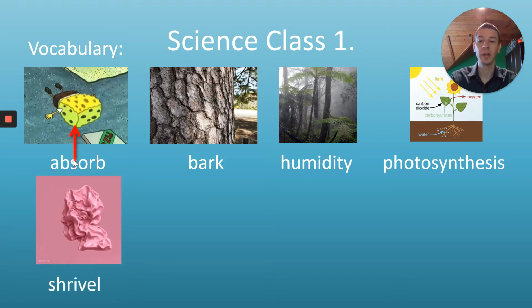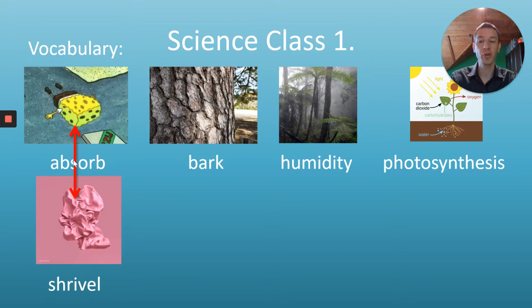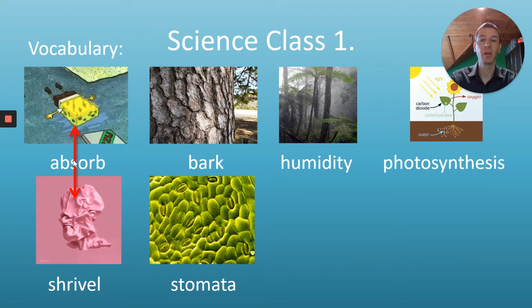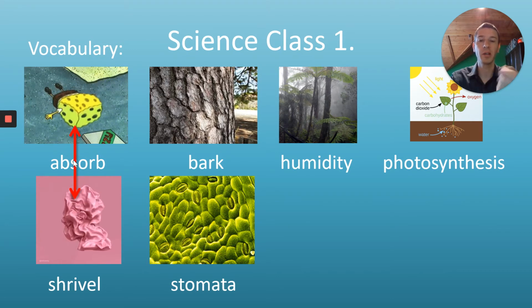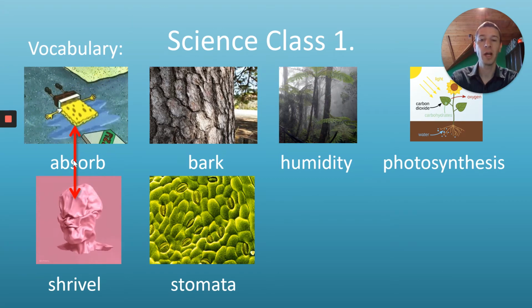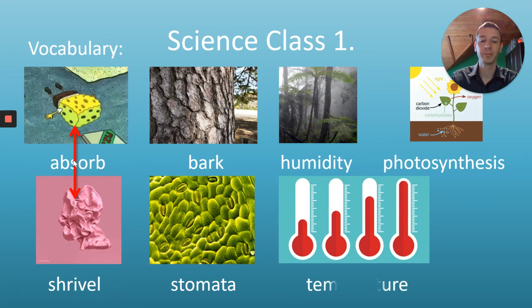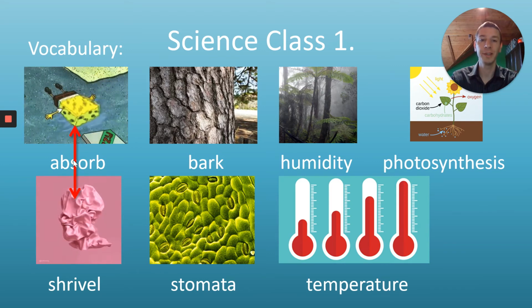Shrivel has the opposite meaning of absorb. It is an object that loses moisture and contracts. Stomata are tiny pores on the underside of a plant's leaf that helps transpiration. And finally, temperature tells us how hot or cold it is.